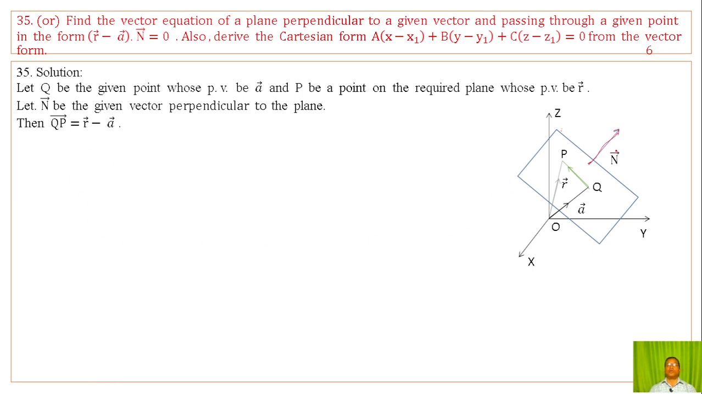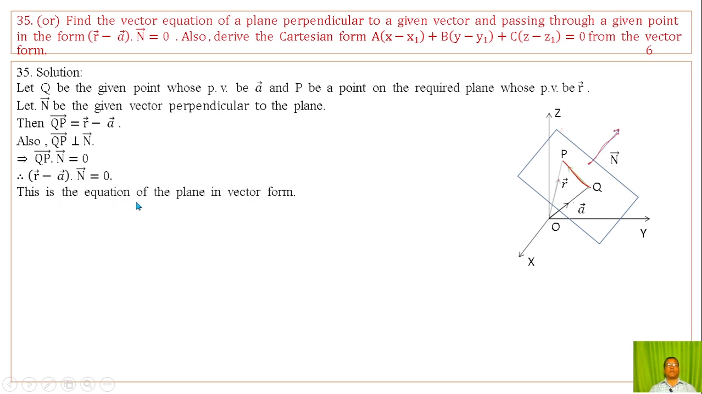The vector QP is QP vector, that is R vector minus A vector. Also, N vector is perpendicular to this vector. Therefore their dot product must be 0. Putting their respective values we have this. This is the equation of the plane in vector form.